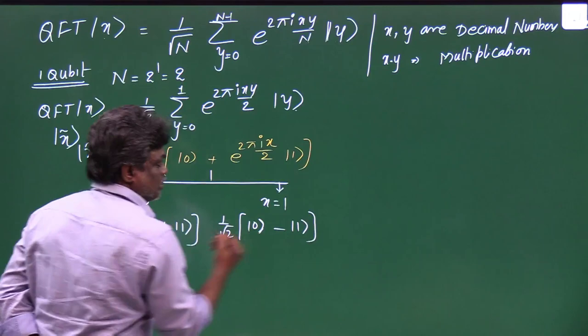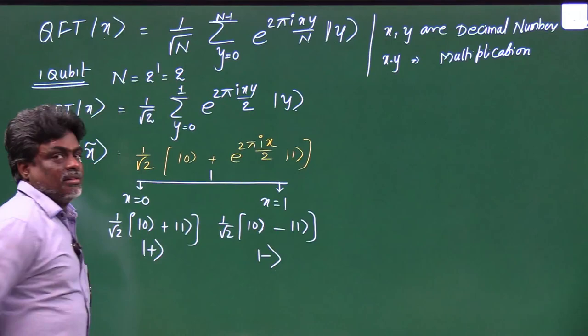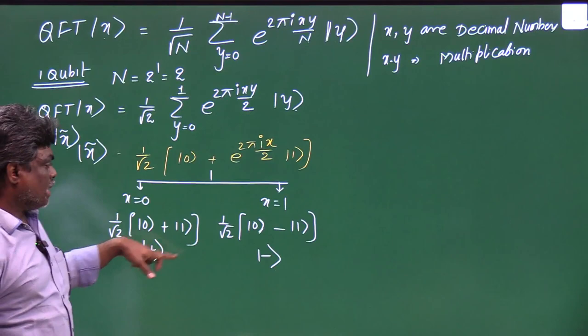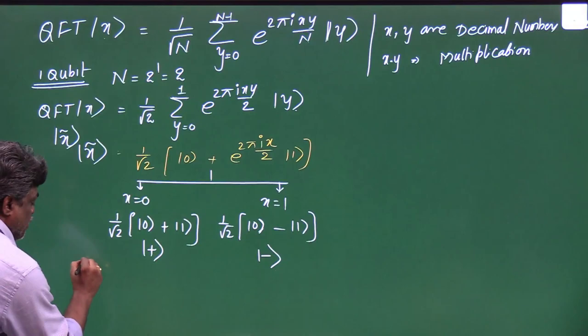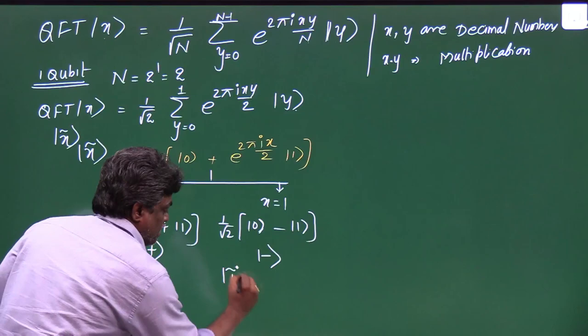Cos theta becomes 180. So this is what we discussed earlier. The quantum Fourier transformation of 0 is plus. The quantum Fourier transformation of 1 is minus. So finally we can say 0 tilde is plus and 1 tilde is nothing but minus.